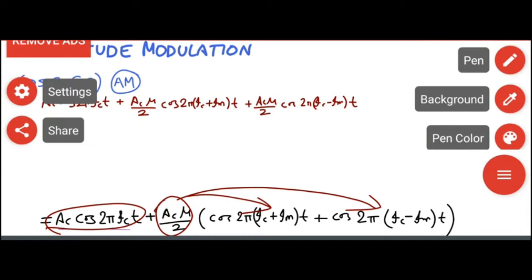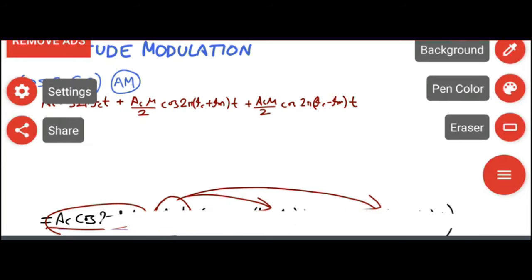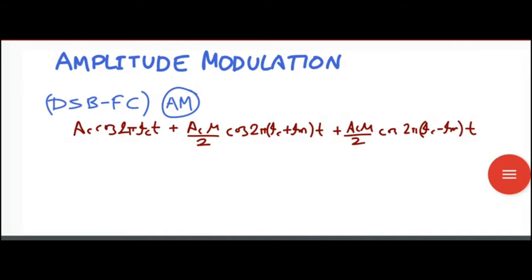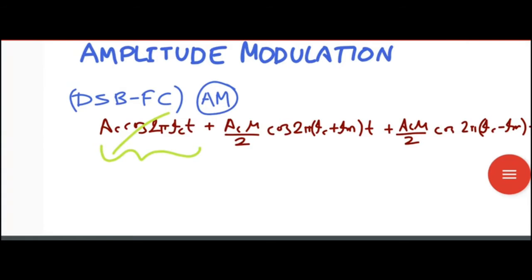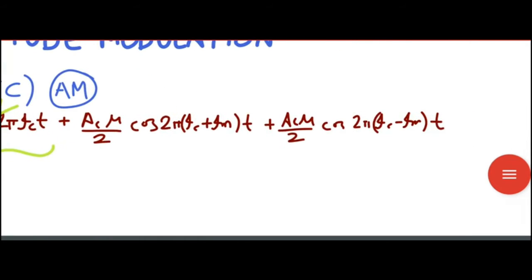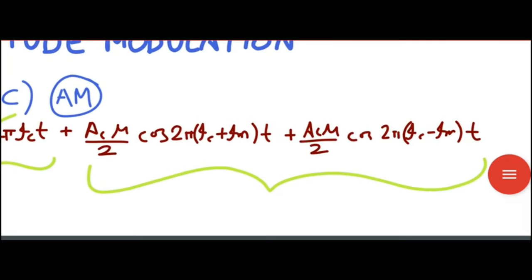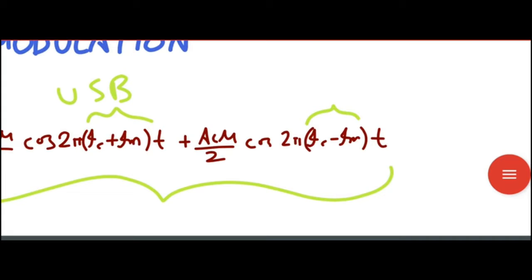So this is the final equation, and with only this equation we will get both double sideband suppressed carrier and also the single sideband. When we eliminate this term, then we don't have any carrier here, this is just the carrier. So when we eliminate this term, we are left with these two things, both are called the sidebands, where we have fc plus fm, that is called the upper sideband, and where we have fc minus fm, that is called the lower sideband.